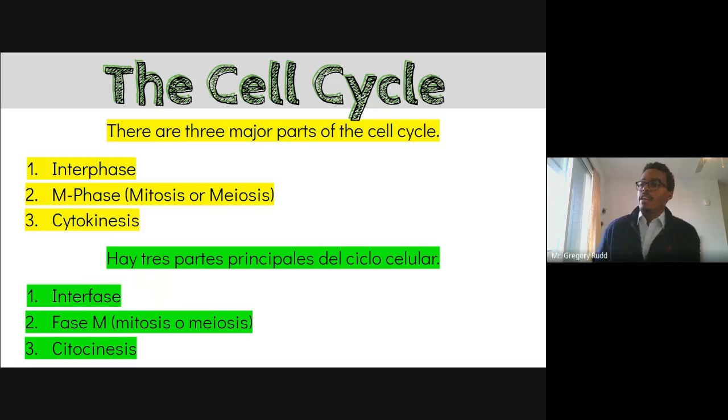All right, and here again they are. Here are the 3 major parts of the cell cycle: interphase, which can be broken down, and we'll talk about that on the next slide; M phase, which could be mitosis or meiosis; and cytokinesis.